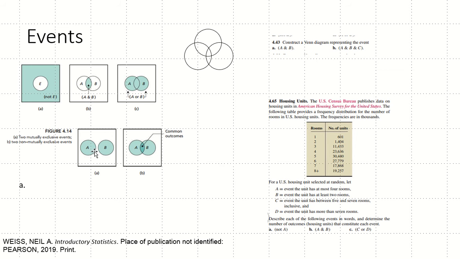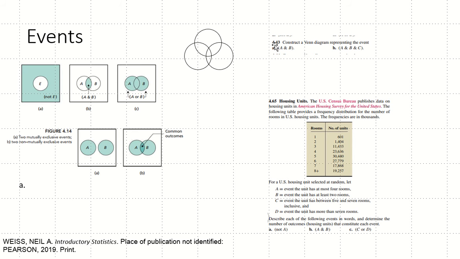Then we have something called two mutually exclusive events. So you have event A and event B, and you see that both of them are shaded and they don't share anything in common. This is a non-mutually exclusive event because you have this overlap between A and B, and you have these common outcomes from either event. So with this knowledge, we will be able to answer these two questions.